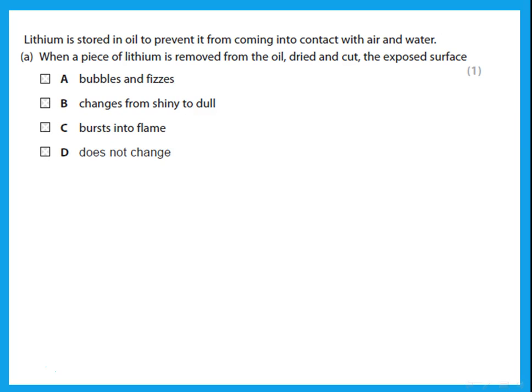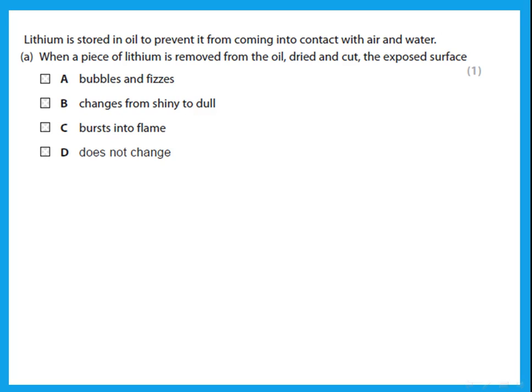This is another possible question that you might be asked. Lithium is stored in oil to prevent it from coming into contact with air and water. Remember this, that metals in group 1 are very reactive. When they are exposed to air and or water, they react very quickly. So when I store them, they have to be stored under oil. So things like lithium and sodium and potassium, if we store them in the lab, they have to be stored under oil. This is to prevent them from reacting with the oxygen and water vapor in the air.